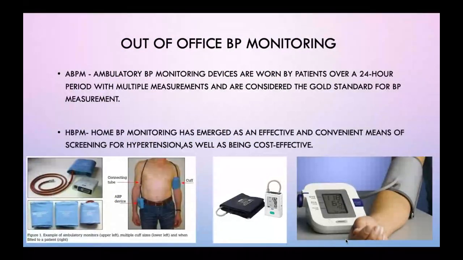Out of office blood pressure monitoring. So this is to make you aware that there is such a thing as ambulatory blood pressure monitoring, and there are ambulatory blood pressure monitoring devices which can be worn by the patient over a period of 24 hours, just like how we do 24-hour Holter monitoring. They put on this device for 24 hours, and it serially measures the blood pressures.